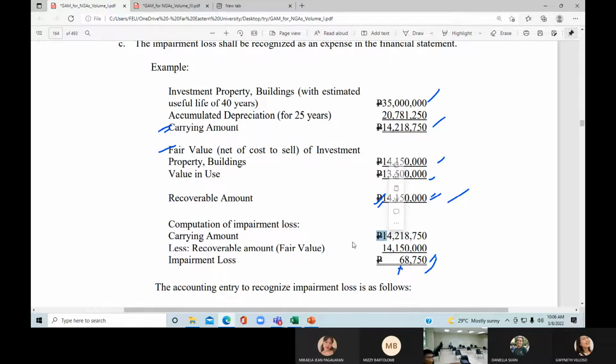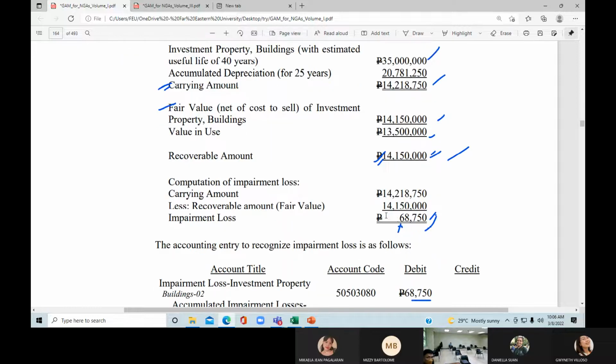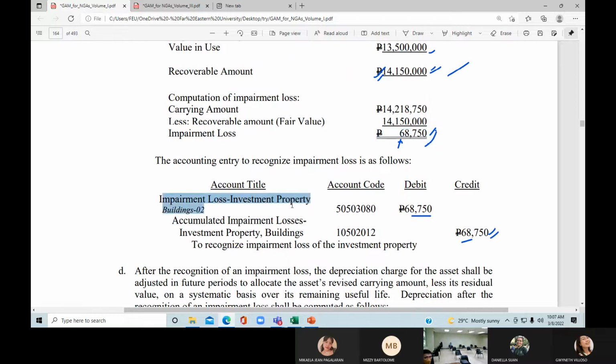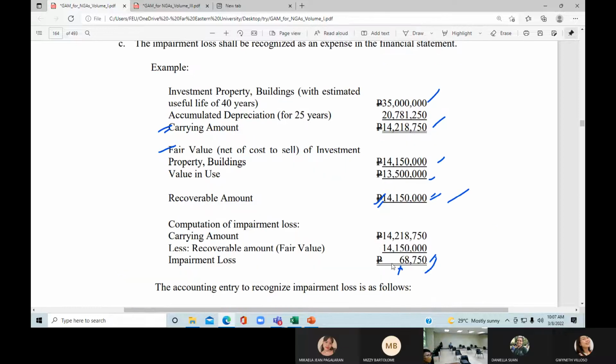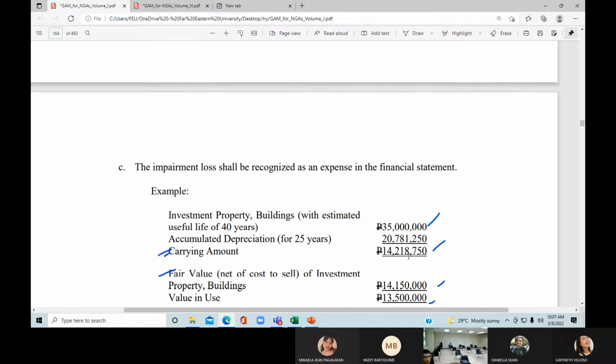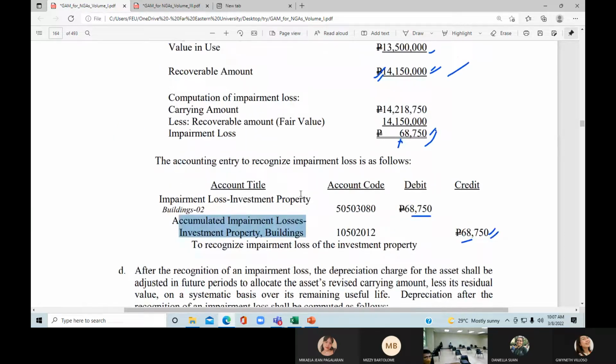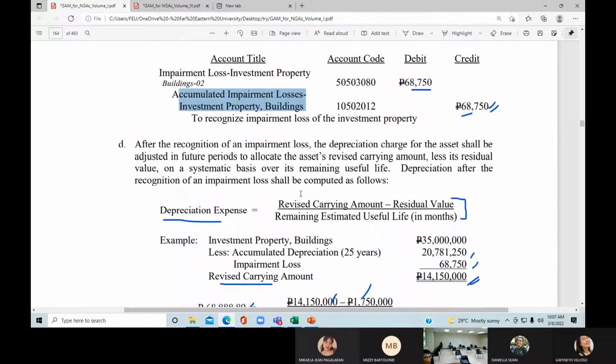Magkano? 14,218 minus 14,150. 68,750. Debit, impairment loss, investment property. Credit, accumulated impairment losses, investment property. Okay. So, madali lang, no? Kasi given naman lahat. Yung entries lang talaga yung pinapakita dyan.